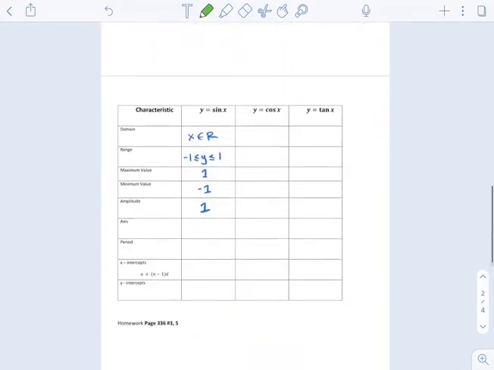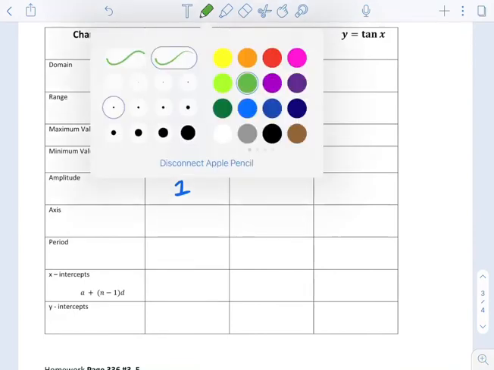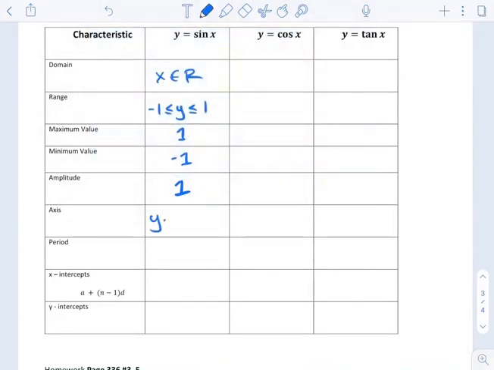So let's continue down here. Next one is that equation of the axis. Well, that happens at y is equal to 0. Just drew that one on with the green line. The period for these graphs are either 360 degrees, or we could say 2 pi if we want to write it in radians. For cos, it's all exactly the same.